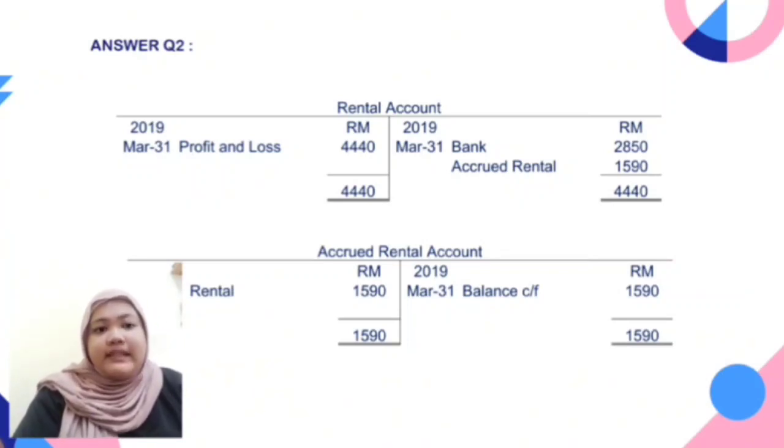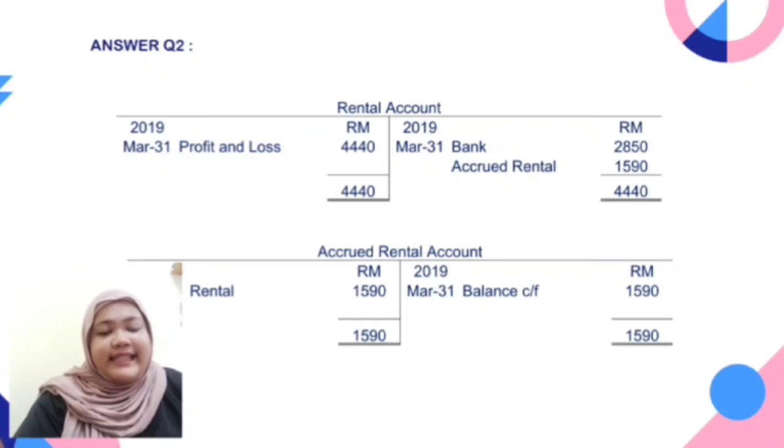Then we open the accrued rental account. For this account, we have to debit rental 1,590 because accrued rental is under current asset. So when our asset increases, we will put it on the debit side. We balance it off. The balancing figure will be transferred to the statement of financial position.